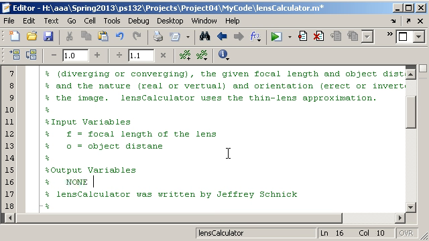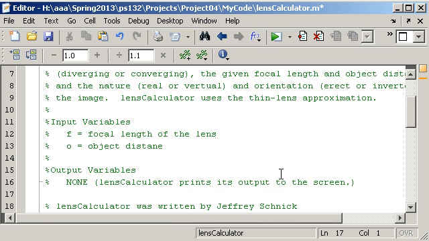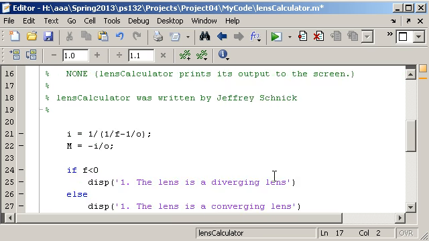None. Lens calculator prints its output to the screen in text form. I think I'll leave it. Percent. Okay, so we got that.